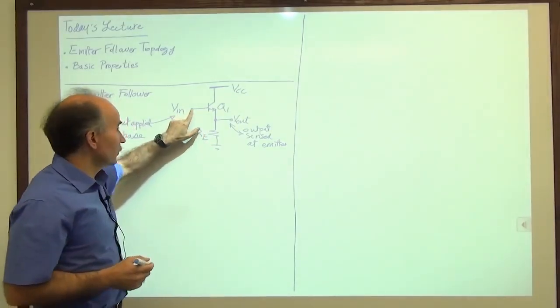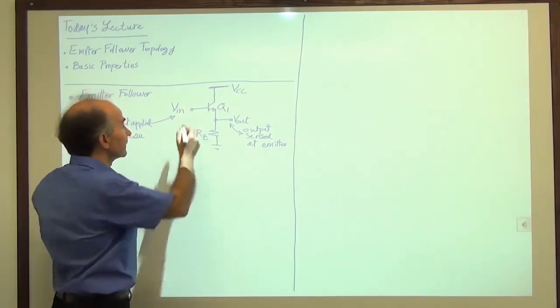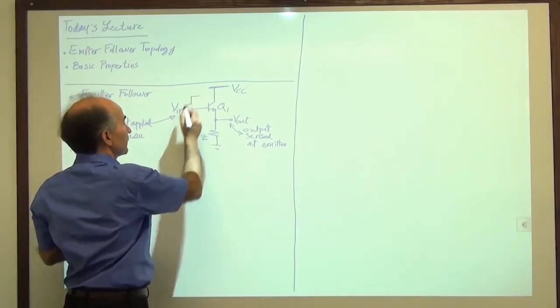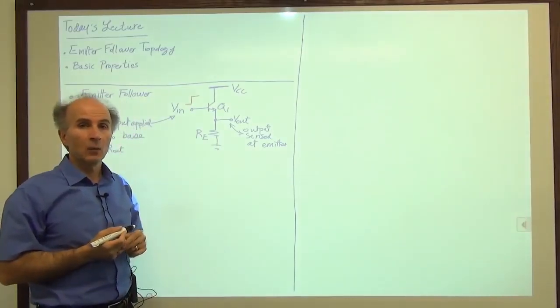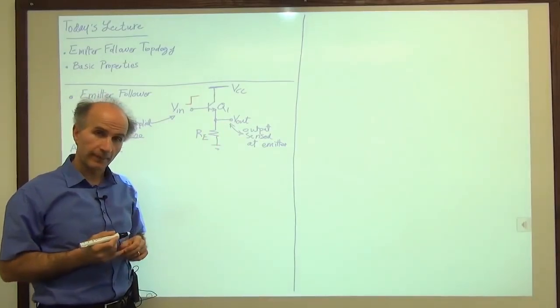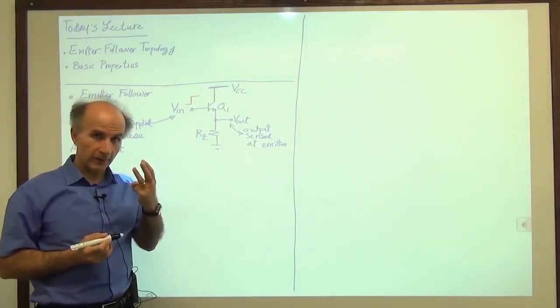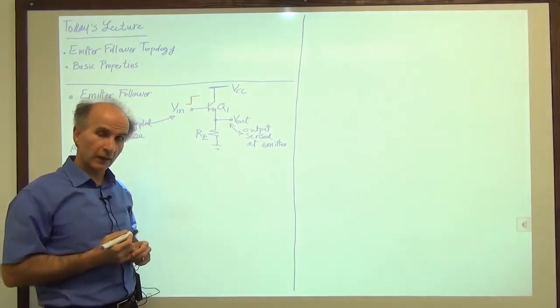And I come along and I change this base voltage by some small amount. So I change it by some amount. For example, it goes up. What happens to the emitter voltage? What happens to the output voltage? Well, three possibilities. It stays constant, it goes up, it goes down. Which one do you think is the right answer?